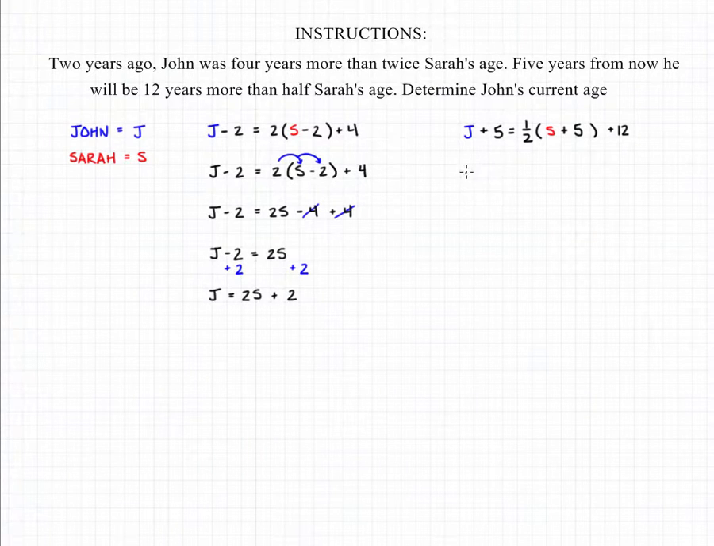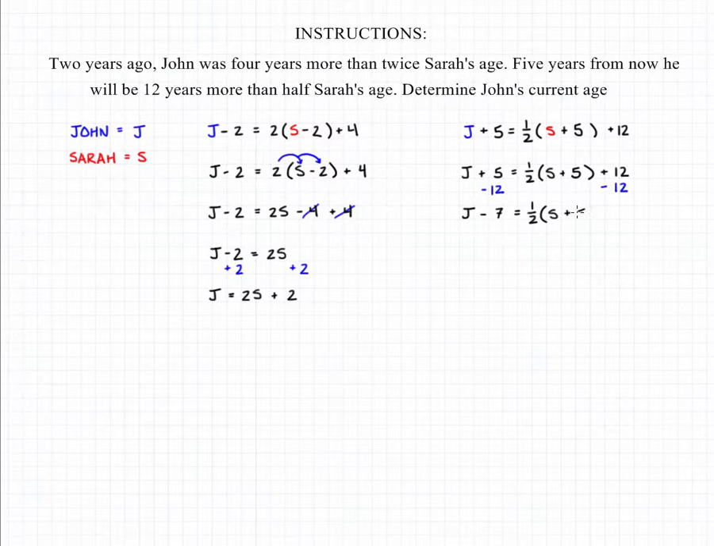Now if we can solve our other equation for S, we can plug that into our first equation and we can solve for J. So we have J plus 5 equals 1/2 S plus 5 plus 12. We can subtract 12 from both sides of the equation. That's going to give us J minus 7 is equal to 1/2 S plus 5. And from here, we can get rid of that fraction by multiplying both sides of the equation by 2.